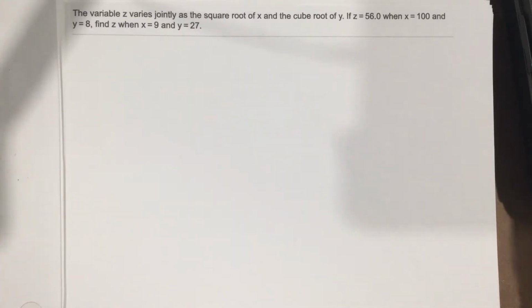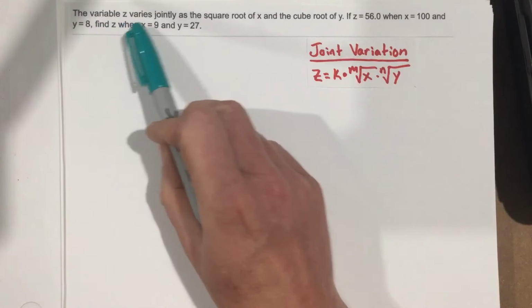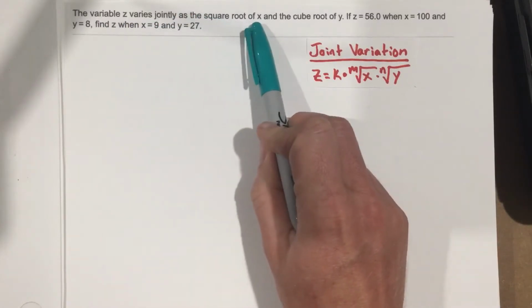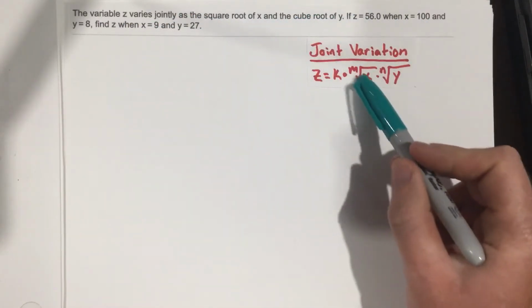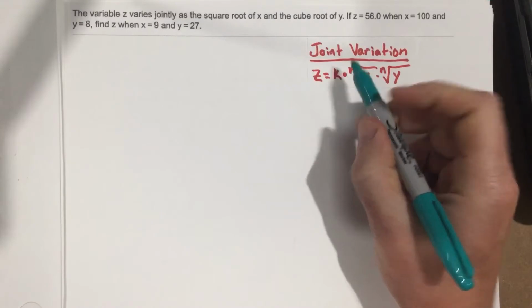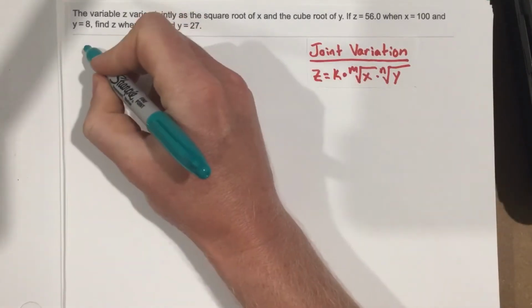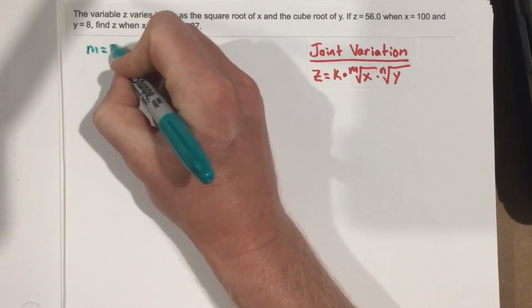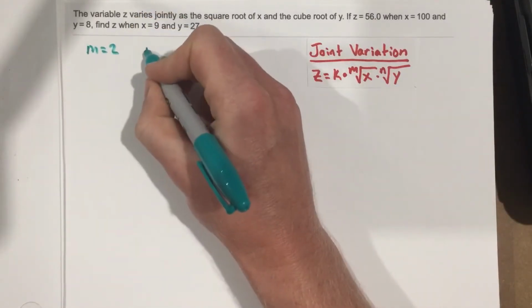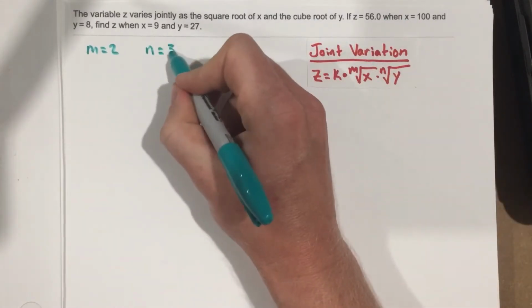So, let's take a look at what we got going here. First of all, joint variation: what they're saying in this problem is z varies jointly as the square root of x and the cube root of y. So square root of x, cube root of y. So they're telling you that this m value, because they say square root of x, is actually 2. So we have m equals 2, and n equals 3, because they say cube root of y.